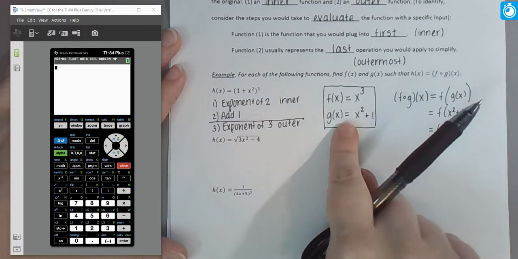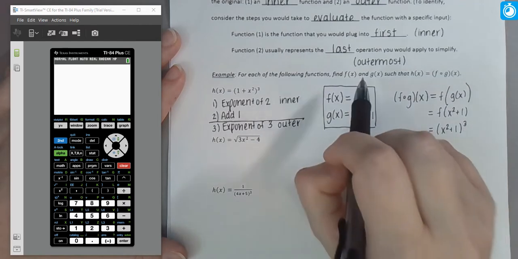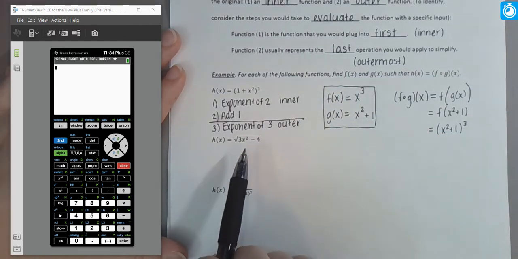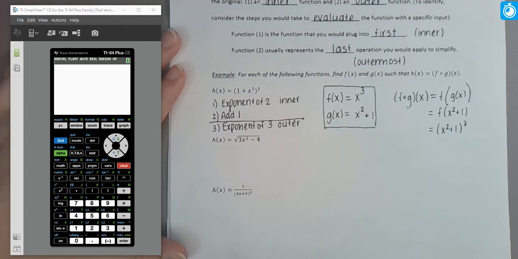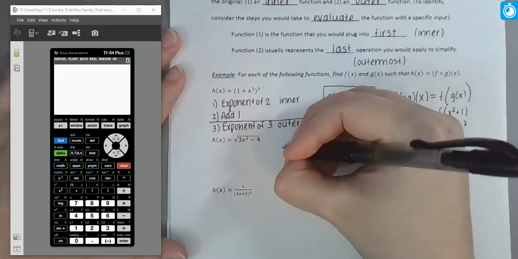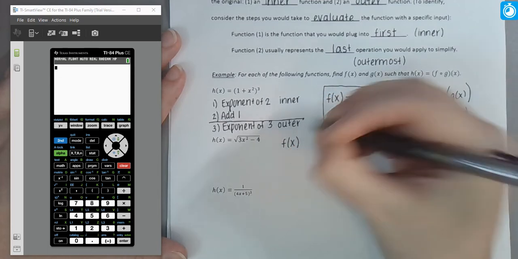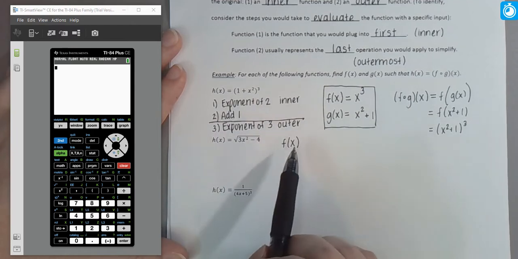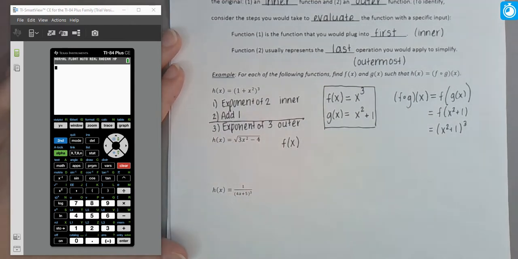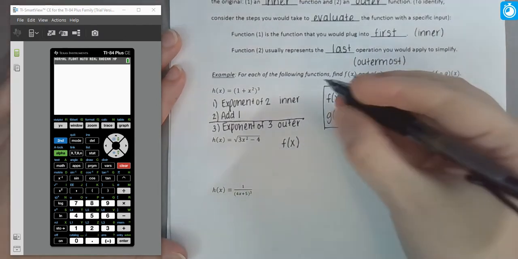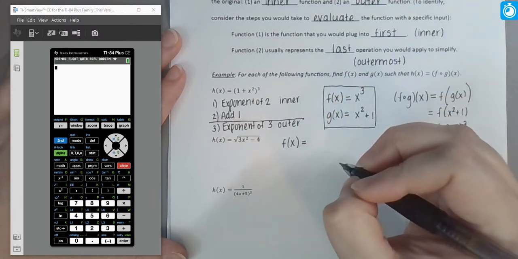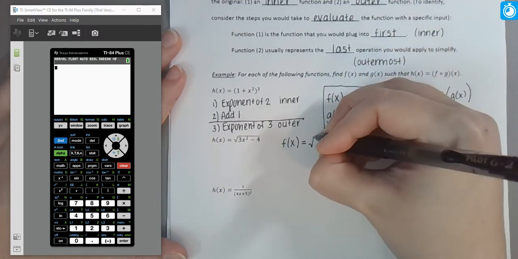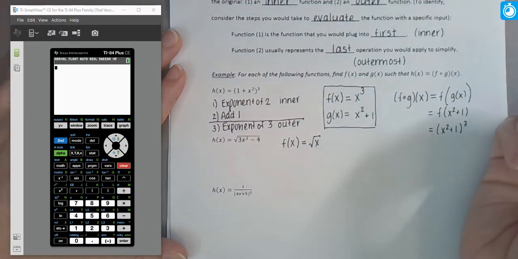So using the example we just demonstrated here, think of your outer function, f of x, as just representing the outermost operation here, the final operation we would apply. Well, in this case, the final operation we would apply is that square root. That's the outermost operation. So in writing f of x, I want to create a function that just represents applying a square root to your input, whatever your input happens to be. Here our input is x, so the function that just applies a square root to our input is going to be the square root of x.